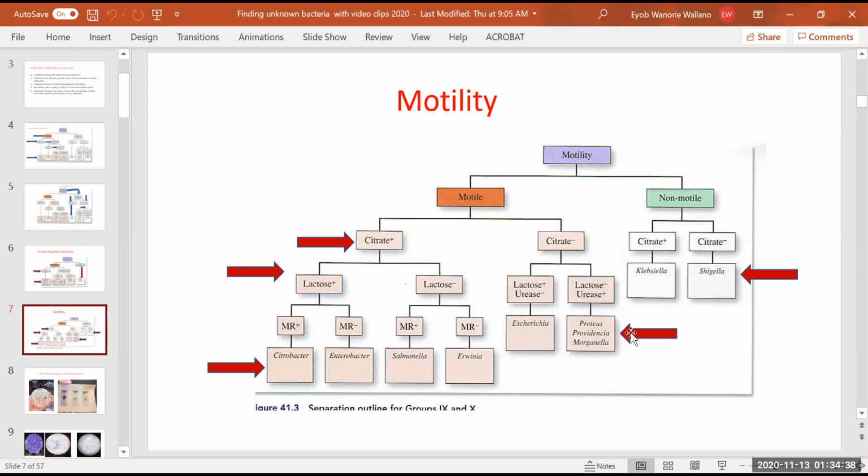See, this is how we are going to see bacteria in Bergey's manual classification, how you need to differentiate bacteria by motility. Look now, here we said motile bacteria and non-motile bacteria. Okay, non-motile bacteria, which one? Shigella. Is it non-motile bacteria? Yes. And then what about Proteus vulgaris? Is it motile bacteria? Yes. It is motile bacteria, but citrate negative.